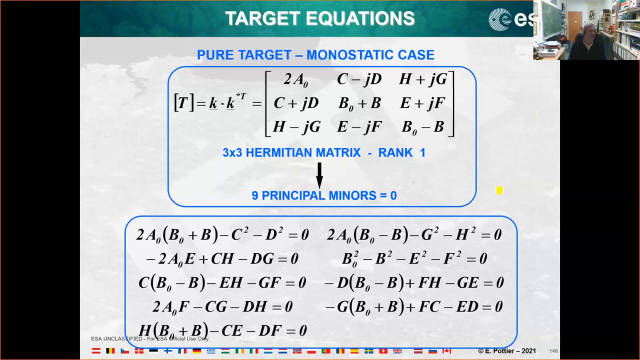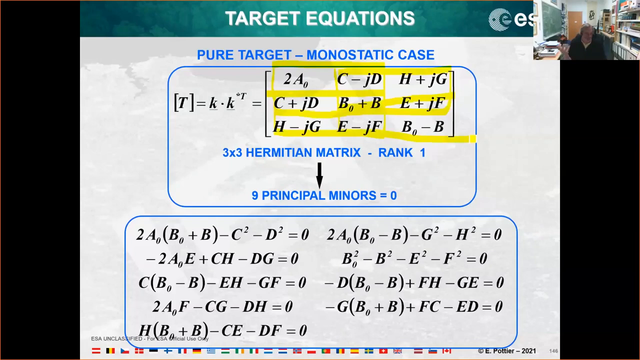Nine, why nine? Because it is a 3x3 matrix, 3x3 equals nine. What is a minor? A minor is a determinant of a sub-matrix. I have a 3x3 matrix. All the sub-matrices I can extract are 2x2 matrices. It means that I can construct this first 2x2 matrix, I can construct this 2x2 matrix, and this one, and this one, etc. In fact, I can construct nine submatrices. And a minor is a determinant of a submatrix.